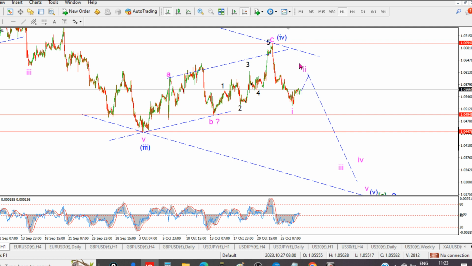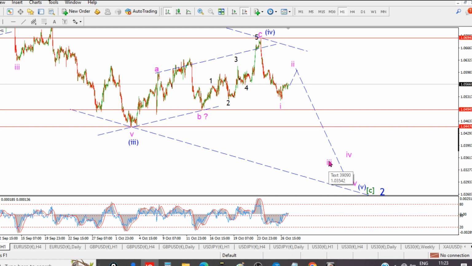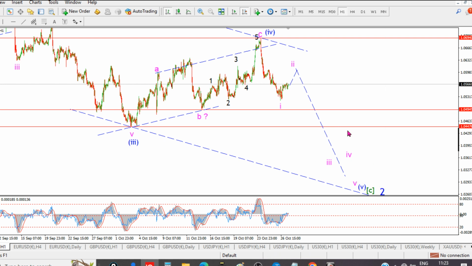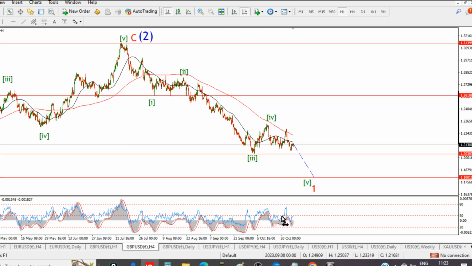Not quite there yet, I don't think, in wave 2, but then I think early next week we should turn down into wave 3. Again, I'm looking down around 103, 102 area to complete this, close out the trend channel, complete wave C. And that will be a good time, I think, to turn against the dollar for the short term anyway.